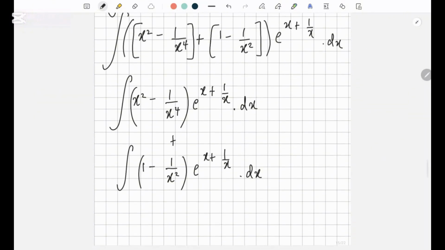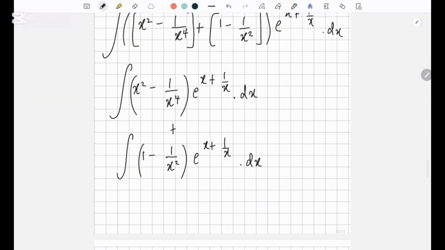dot dx. Now you can see, if you focus on the second one I wrote down, if you differentiate the power, the differentiation is what you have as the coefficient of e to the power x plus 1 over x, right? If you differentiate x plus 1 over x, you get 1 minus 1 over x squared. So this integral is really easy. We can do that at the end.